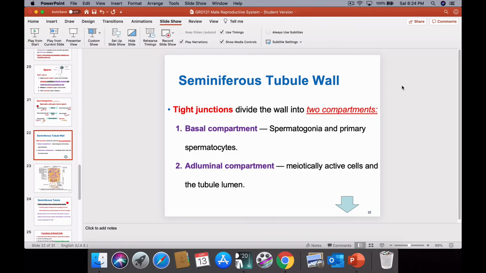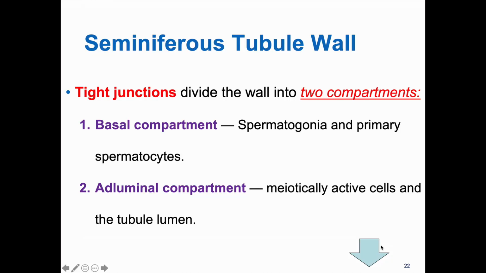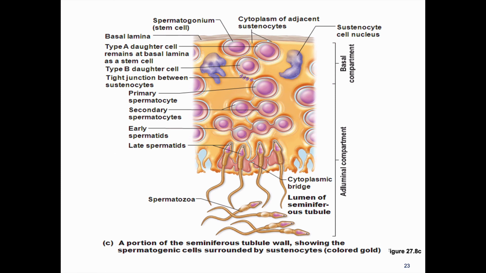In the seminiferous tubules, as I told you, there is a tight junction that divides the wall into 2 compartments, the basal compartment and the adluminal compartment. Spermatogonia and the primary spermatocytes are present in the basal compartment, and the adluminal compartment allows the meiotic activities of the cells. This is how these sperm cells are produced. This is the spermatogonium. Then it matures into primary spermatocyte, then secondary spermatocyte, early spermatid, late spermatid, and finally it develops the tail. The tail doesn't move in the testis. The tail movement starts only in the ejaculatory duct or the seminal vesicle.